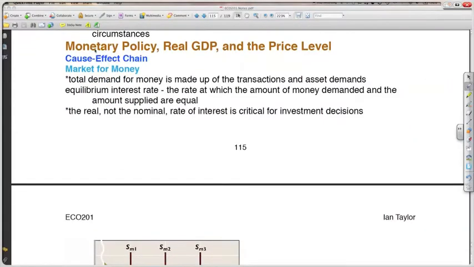So now we're going to be looking at the monetary policy, real GDP, and the price level. So we start off with remembering our total demand is equal to our transactions and asset demands. So now remembering this demand side, we're going to introduce the amount of money that's supplied to get our equilibrium interest rate. So it's this interest rate at which the amount of money demanded and the amount supplied are going to be equal. And it's also important to remember that this interest rate is looking at the real, not the nominal, but the real rate of interest.